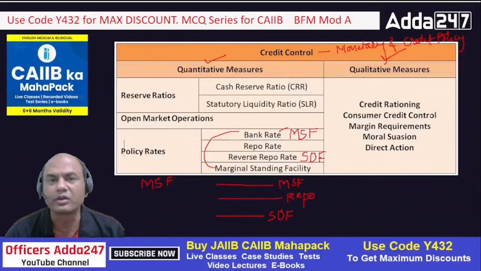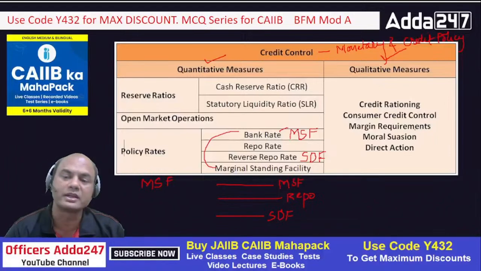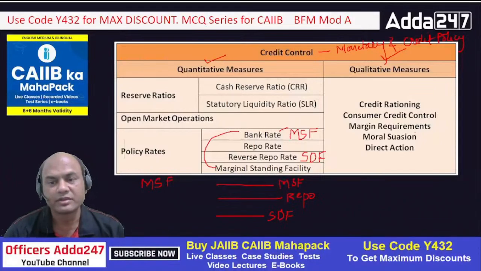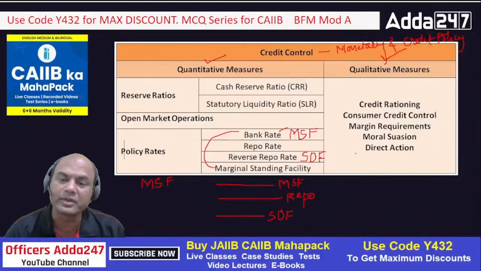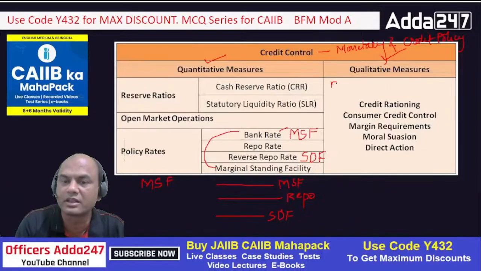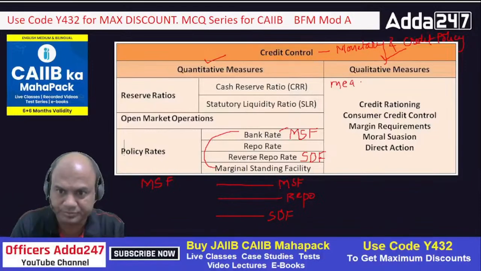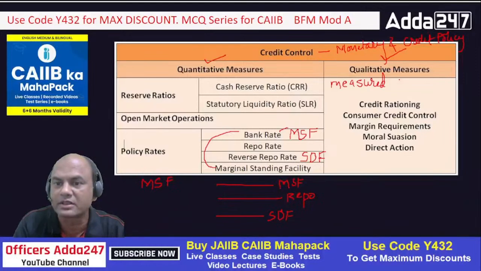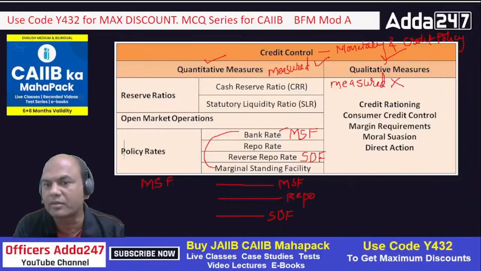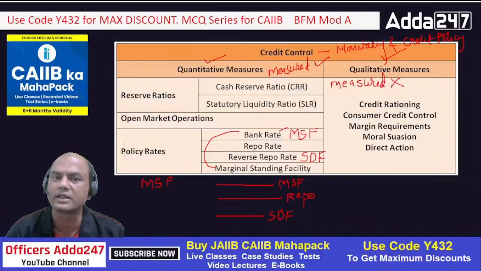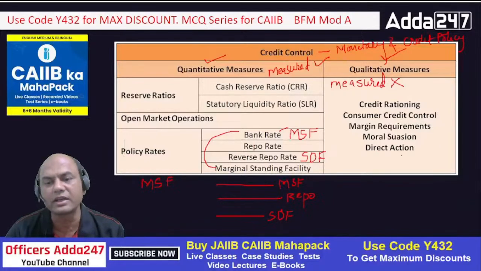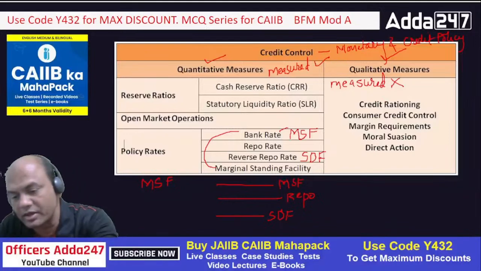Consumer credit control, do you have any number for that? No, that is again qualitative, you can't quantify it. Margin requirements, moral suasion and direct action. These are all elements which can't be measured in numbers. So I'll put a cross on these. These can't be measured and these can be measured. Those which can be measured are called quantitative, and those which can't be measured are called qualitative. So remember these 5 names: credit rationing, consumer credit control, margin requirements, moral suasion and direct action. We'll study each one over here now.